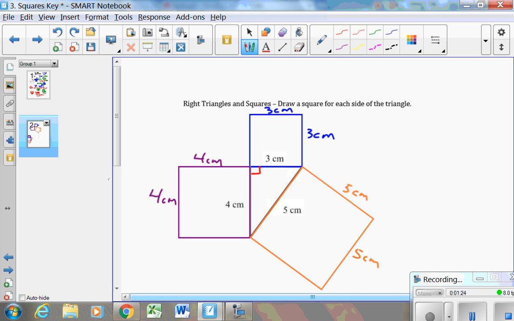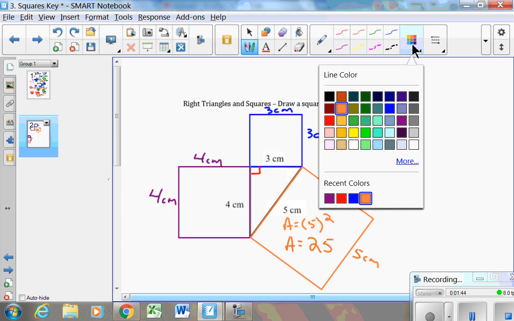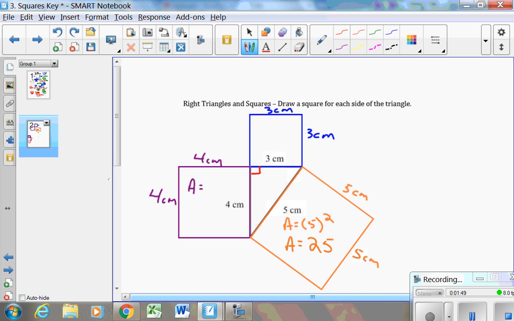The next thing we want to do is find the area for each of our squares. So the area of this square is 5 squared, so this area is 25. The area of the big square is 25, 5 by 5. If we go to the area of the purple square, this area is 4 squared. So this area is 16.